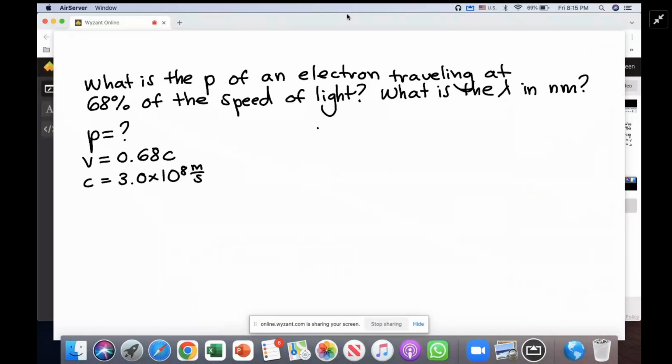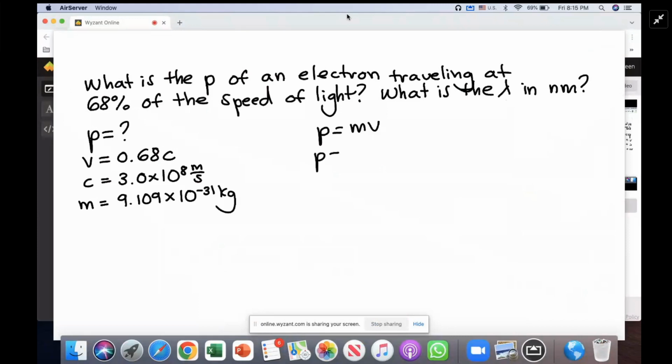Now, I know that momentum is mass times velocity. So what I also need is the mass of the electron, and that you can also look up. You're going to want that in kilograms, so that would be 9.109 times 10 to the minus 31 kilograms. Okay, now I have everything I need to find the momentum. It's just plug and solve.